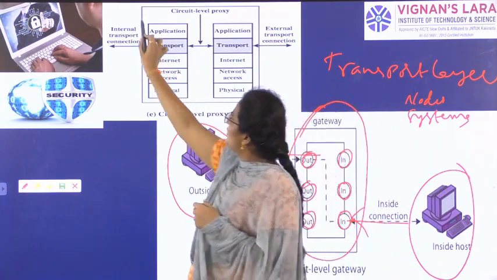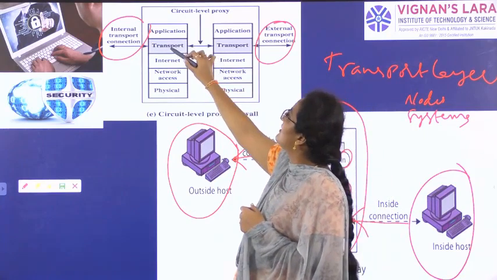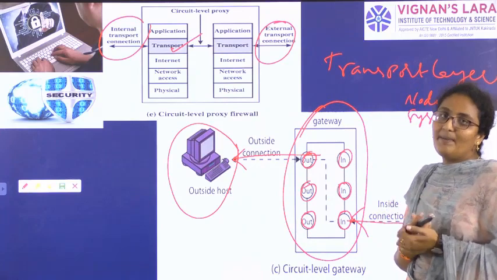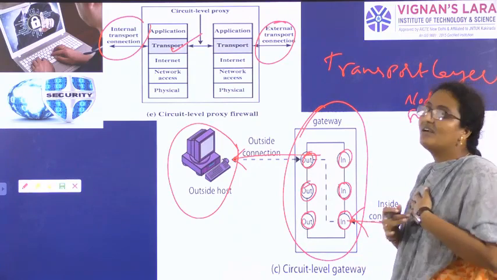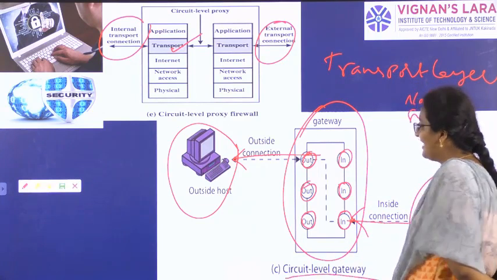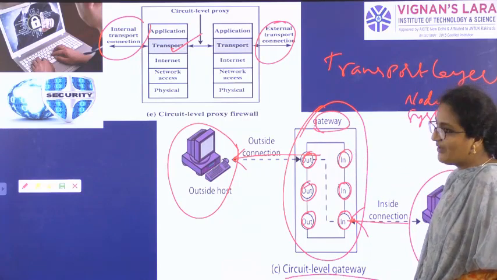So, internal transport connection, external transport connection. Why are we calling it a transport connection? Because the communication is happening in the transport layer. So we are calling it internal transport connection and external transport connection. The third firewall is the circuit level gateway. In this circuit level gateway also, the firewall will act as a gateway.